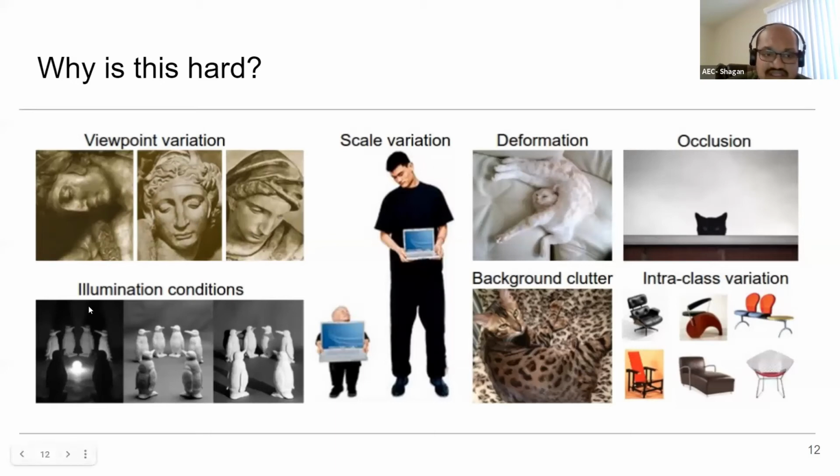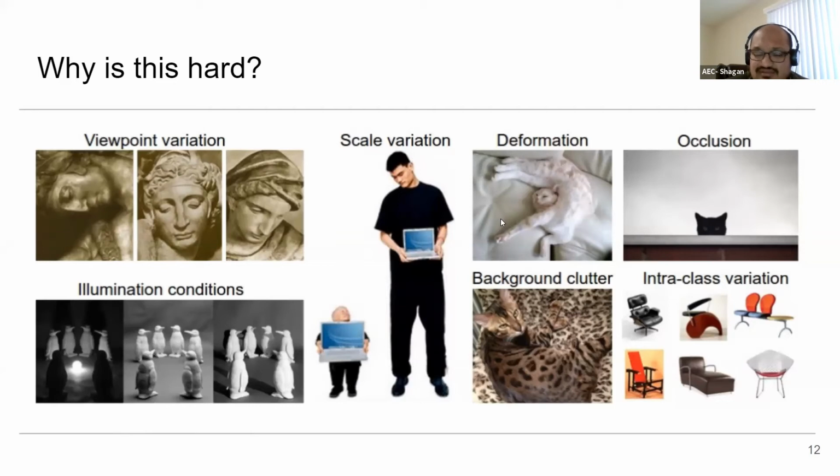Other challenges are illumination conditions. You can see the cat in dark light, in shadows, in sunlight. That all brings in more and more difficulties for the model. Then scale variations. You can have a small cat, a large cat, and so on. So you want to be able to distinguish that.